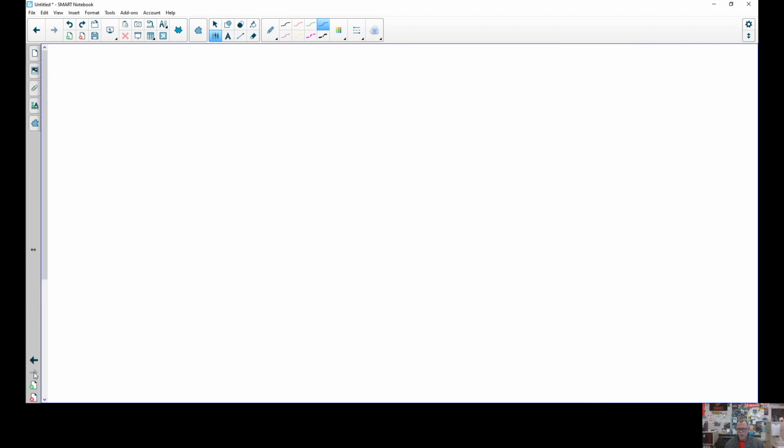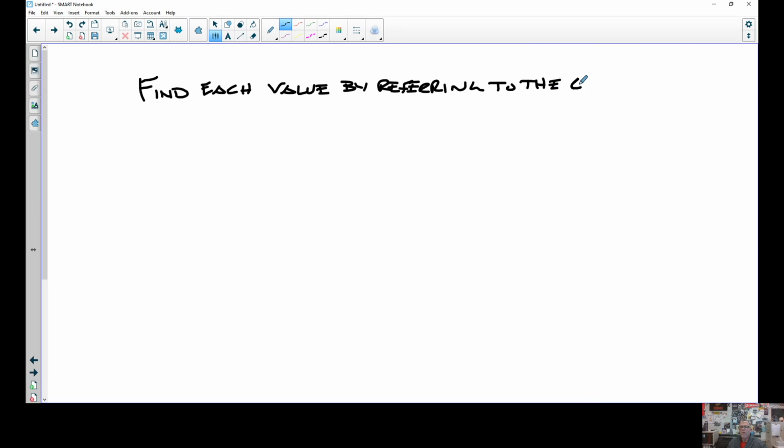All right, so what are we going to do with this new knowledge we have? They're going to give you problems, and they're going to say things like this. First off, this one is always kind of funny for me. They say find each value by referring to the graph of the function.